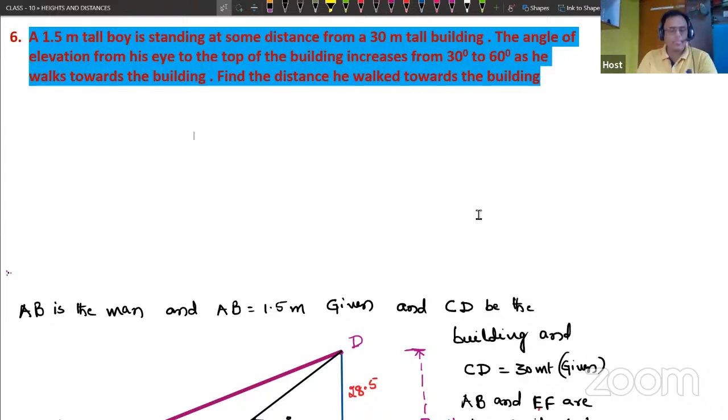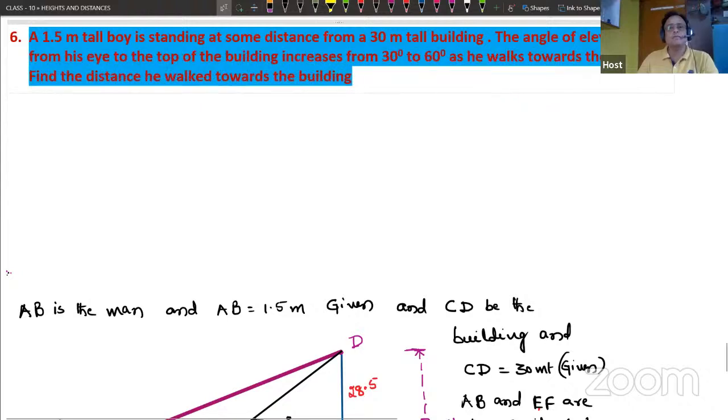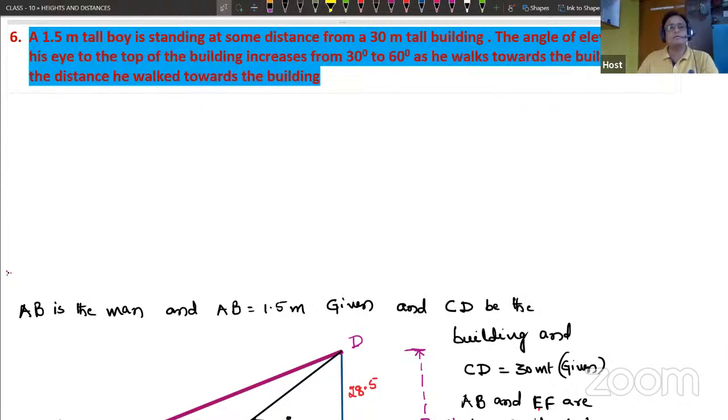Applications of trigonometry. Here, in the applications of trigonometry, usually we used to find out height and distance. In the previous example, we have clearly discussed how heights and distances can be calculated by using trigonometry.